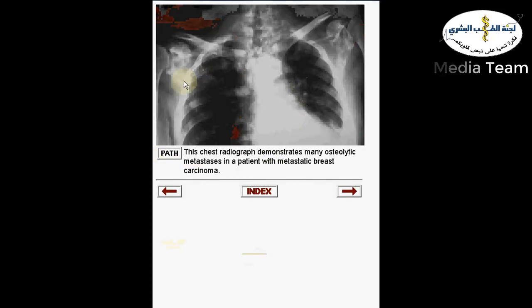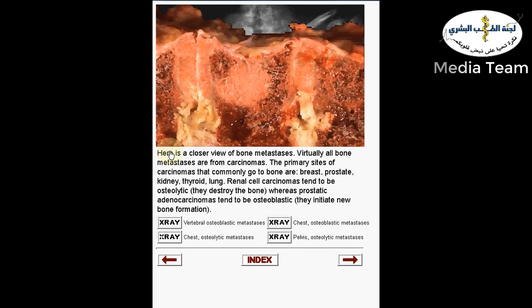Another example, for osteolytic lesions. Here, there are numerous osteolytic lesions. If you look carefully at the ribs, there are a lot of empty rounded spaces. They look black in color, more black than they should be. And this is a patient with breast cancer and multiple metastatic osteolytic lesions.